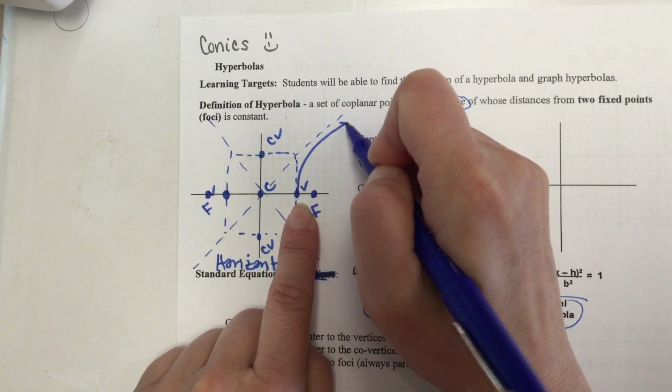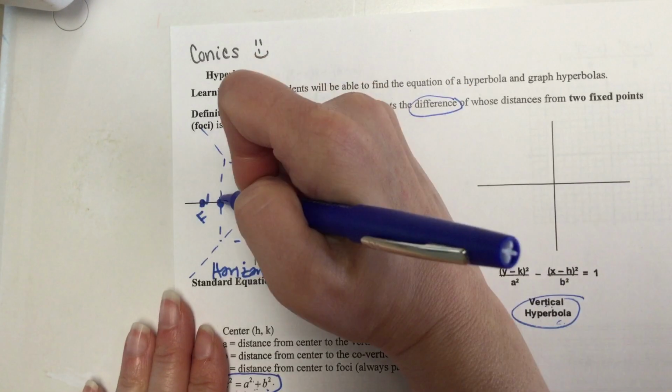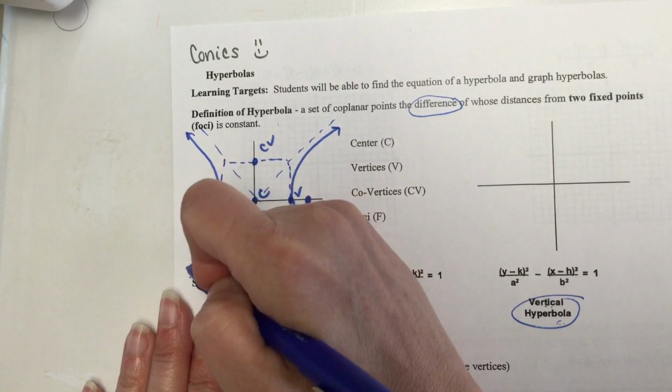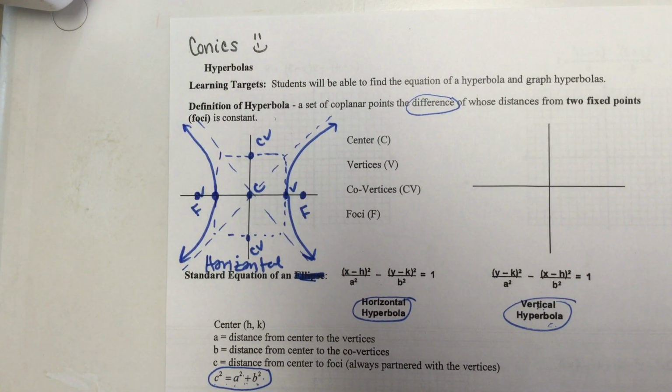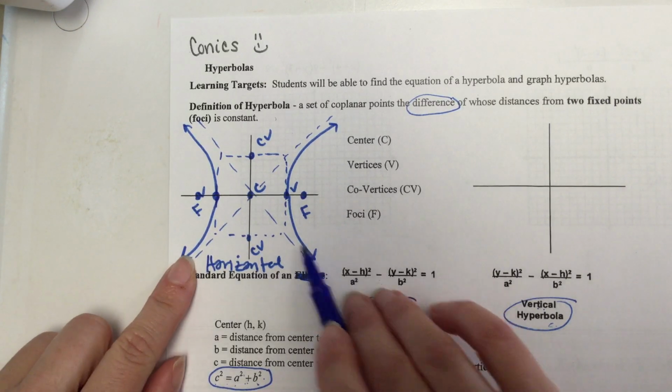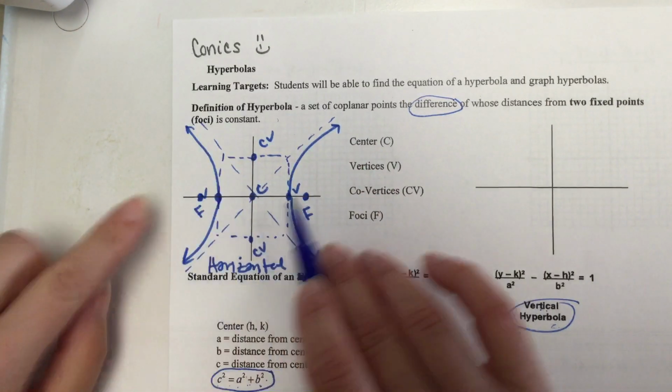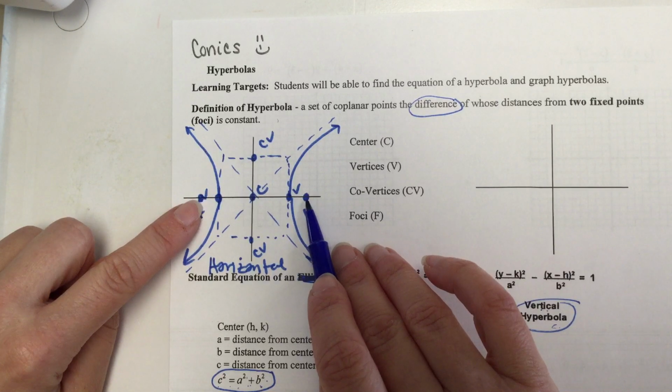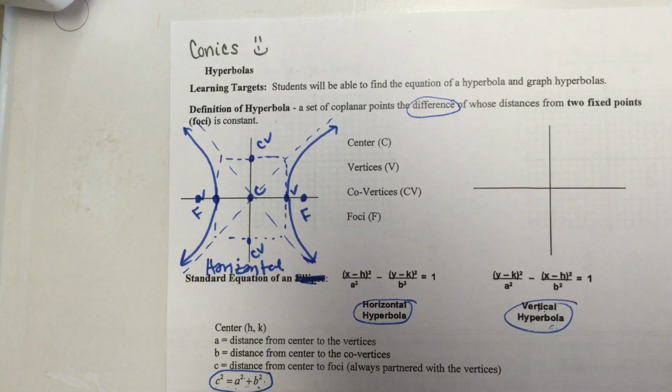And your focus points are always in what are called the branches. So remember, a hyperbola has two U-shaped pieces. This is horizontal, that's why they're opening side to side. The focus points always have to be inside of the branches.